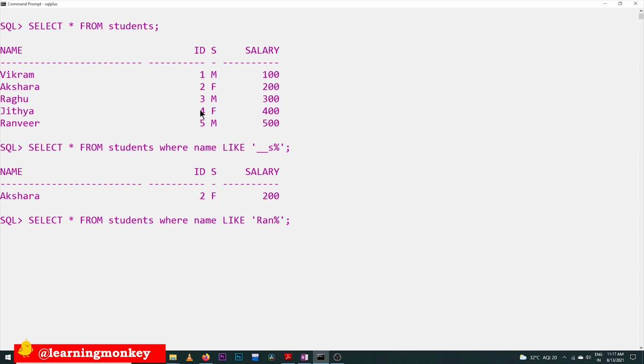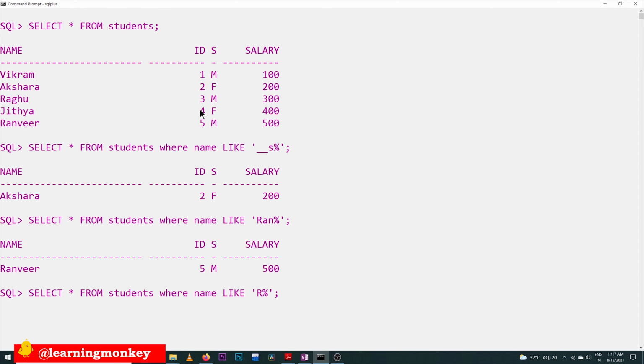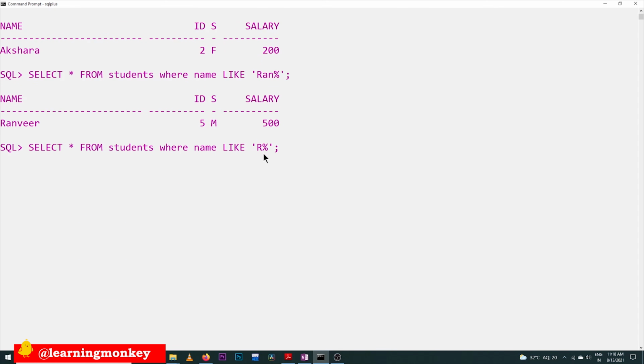Similarly, we'll see "R%", meaning all the characters after. Try to guess which rows will get accepted. R percentage means the starting character should be R, and any remaining characters are accepted. So Raghu and Ranveer, both of them, are getting accepted.